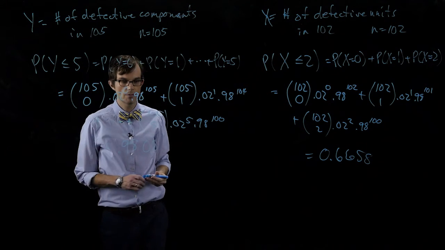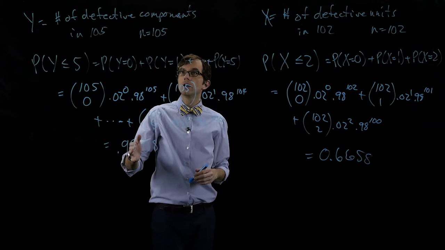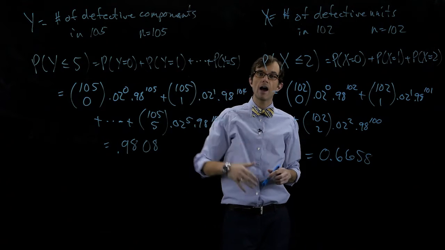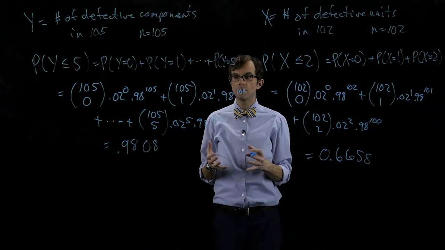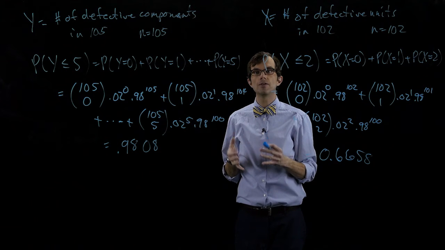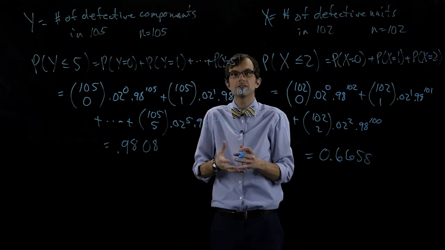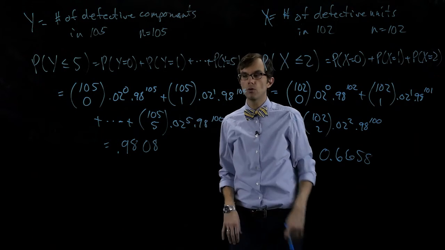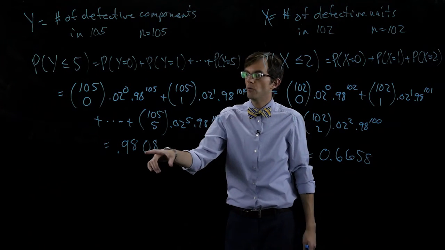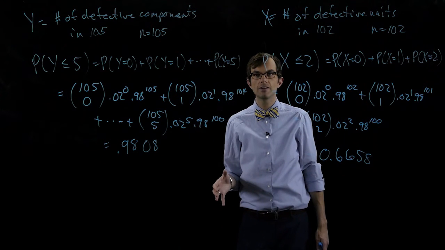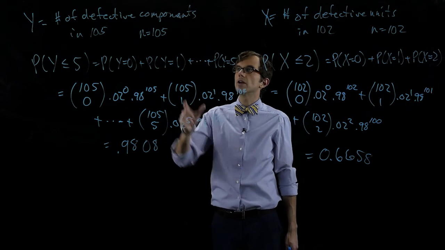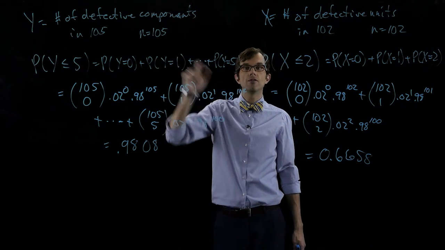0.9808. Okay? That says if we have 105 units of inventory, what's the probability that we can fill 100 orders having some number of defects such that we can fulfill those 100 orders without reordering? 0.98. 98% of the time, we're not going to have to reorder if we have 105 units of inventory.